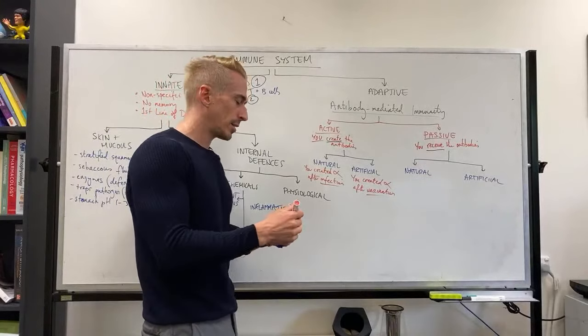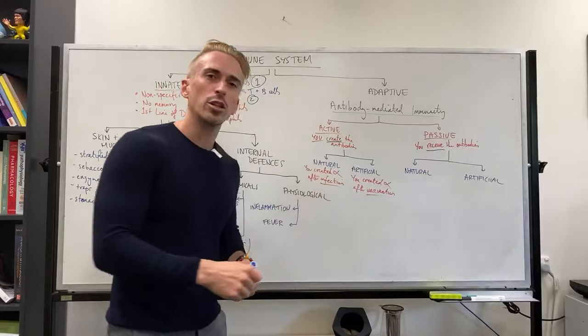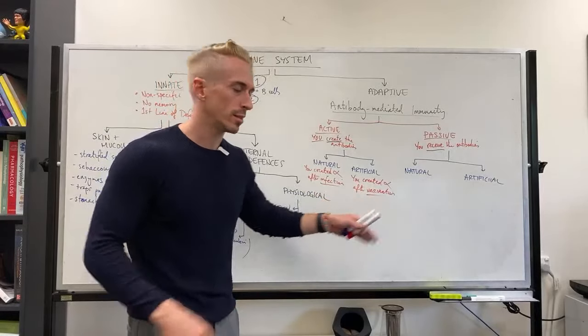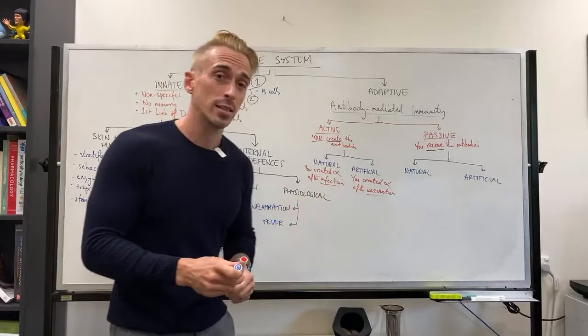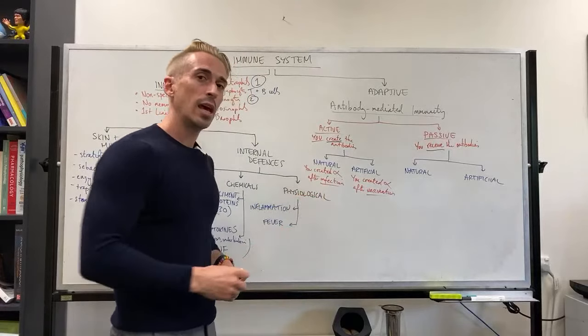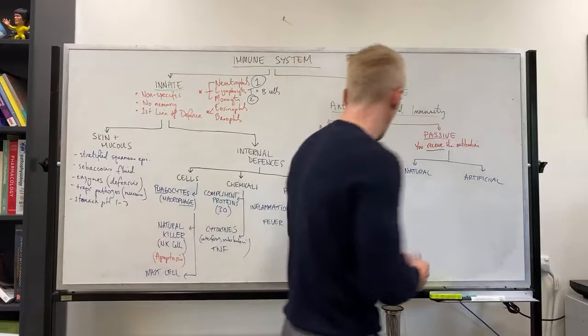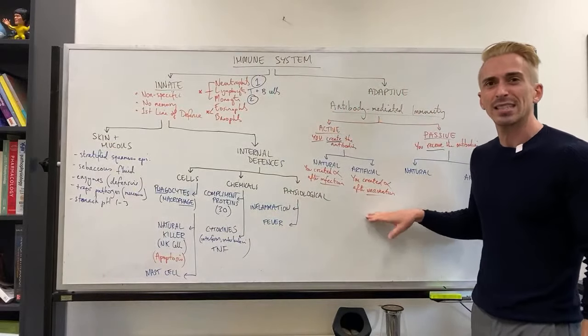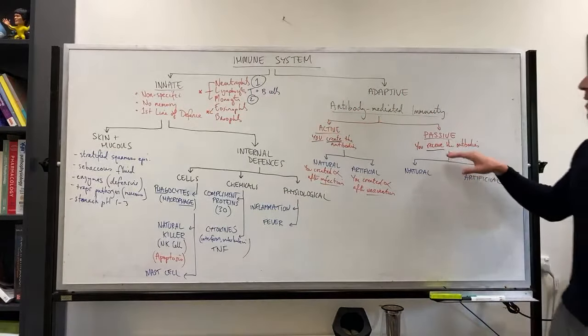There are people out there that say they would rather get an infection and do it naturally than get the vaccination. That's ridiculous. It doesn't make any sense. Why would you want to get sick and actively put yourself in a worse situation when you can have the exact same outcome and create the antibodies without getting sick? Brilliant. All right, passive immunity.